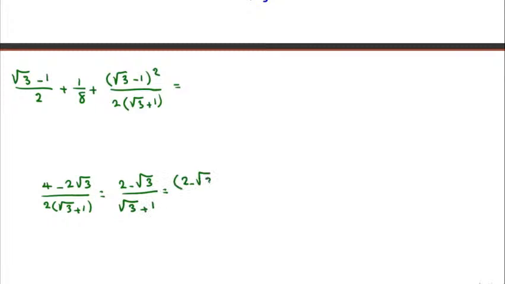Then we multiply both numerator and denominator by root 3 minus 1. The denominator will be 3 minus 1, 2. And the numerator will be 2 root 3 plus root 3, 3 root 3, and then minus root 3 times root 3, minus 3, minus 2, minus 5, all over 2. So 3 root 3 minus 5 over 2.